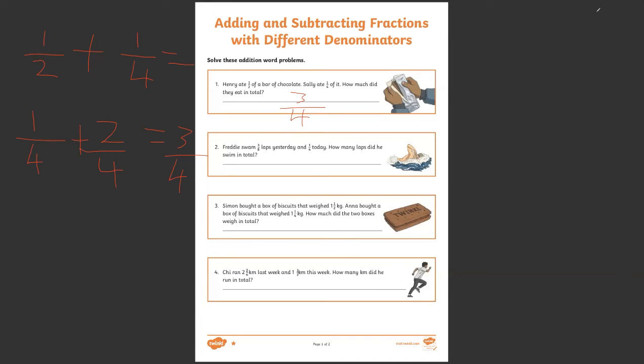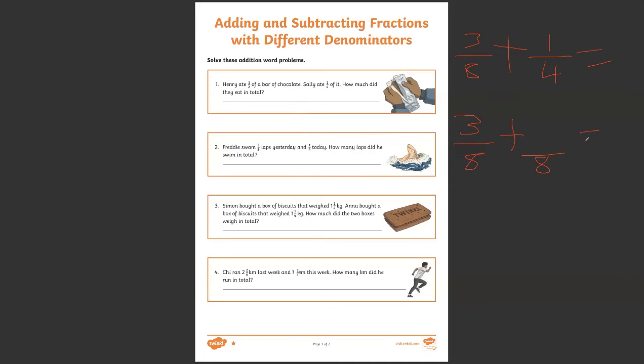All right, so next one we got is 3/8 yesterday and 1/4 today. How many laps did he swim in total? Again, we did our number sentence. Please, any word problems you have, do it in a number sentence. It just makes life so easy. And we know these are in our 4 times table. So the bigger number is 8, so we're going to choose 8. Divide the bottom, which is 2, times the top, which is 2. And we have 5/8.